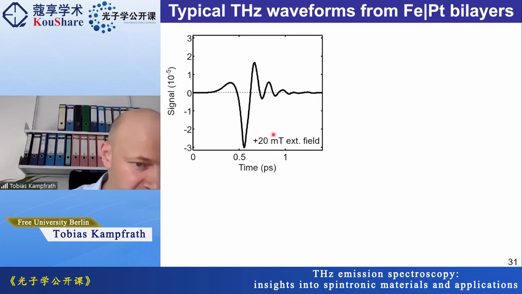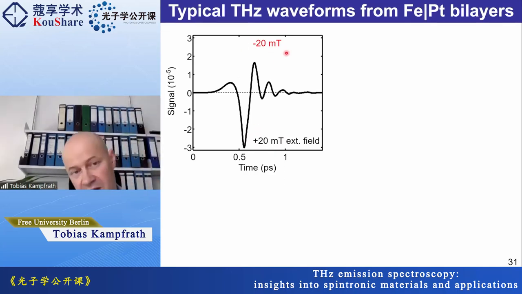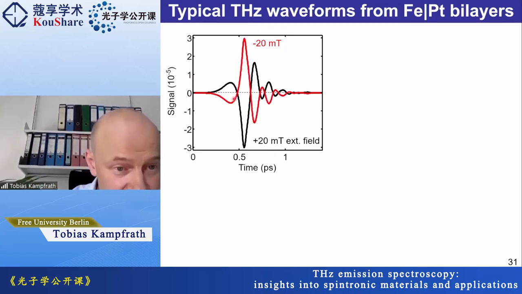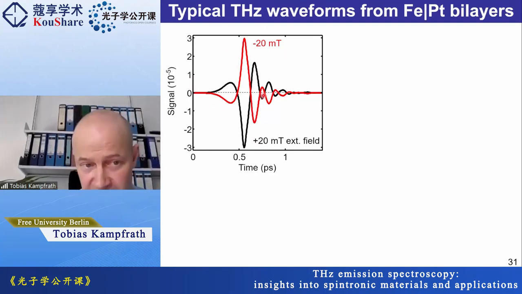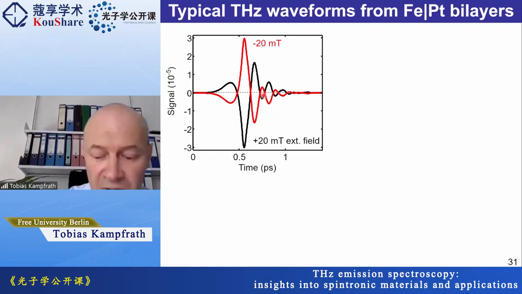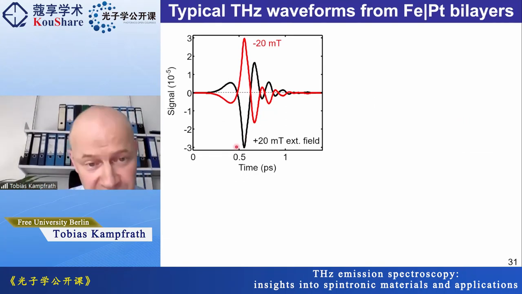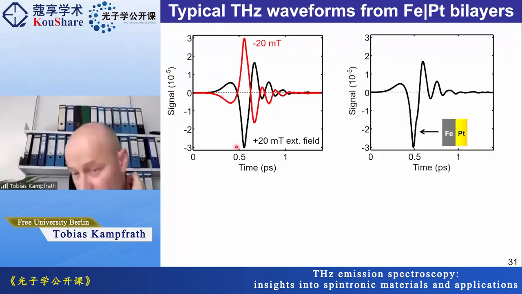And the first cross-check that you can do is take this external magnetic field and reverse it to minus 20 millitesla. Then measure again. And importantly, the terahertz waveform almost completely reverses its shape. And this is already a strong indication that the signal that we see here is originating from the magnetic properties of the sample. Okay, let's do more cross-checks.